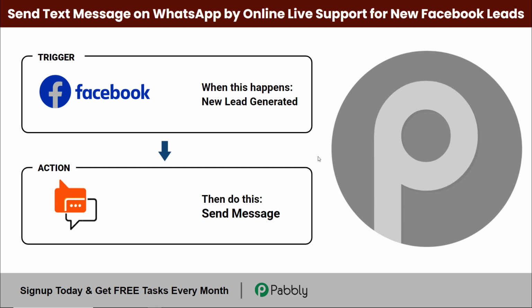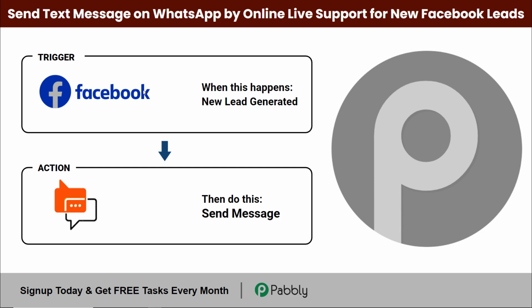In this video, we are going to understand how to send text message on WhatsApp by online live support for new Facebook leads. So our objective is that every time a new lead is generated through Facebook lead ads, then a WhatsApp message through online live support should be sent to the person who has just registered. How can that happen? For this, you will have to integrate these two applications, and the same thing can be done using Pabbly Connect software.